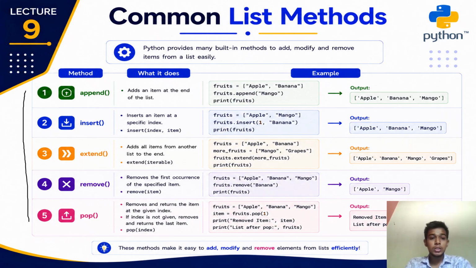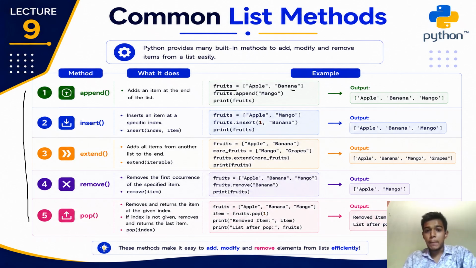First I start with append. The first method is append. It adds one item at the end of the list. For example, you can see here a list of fruits which contains apple and banana.